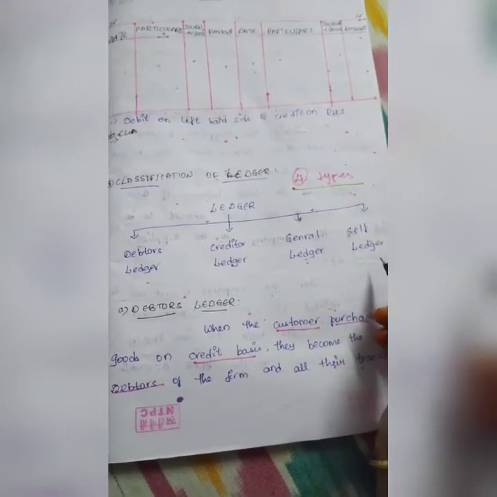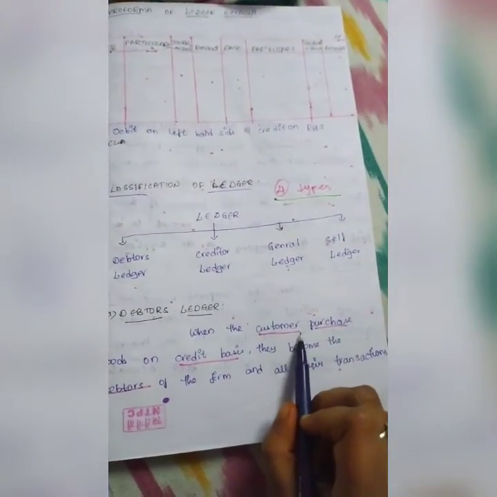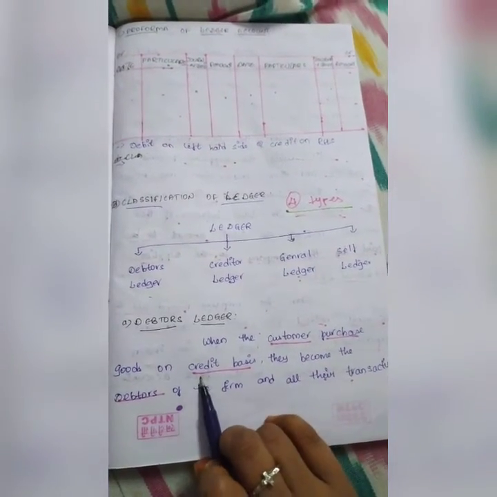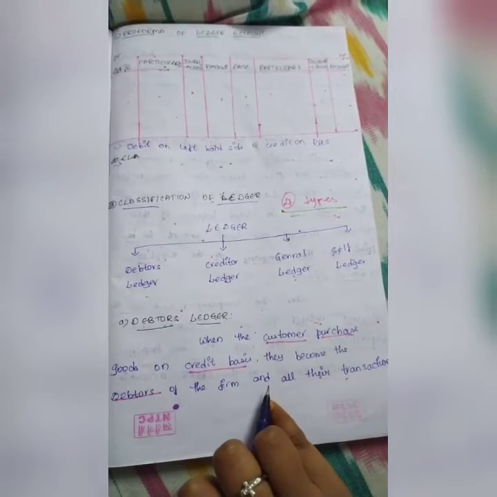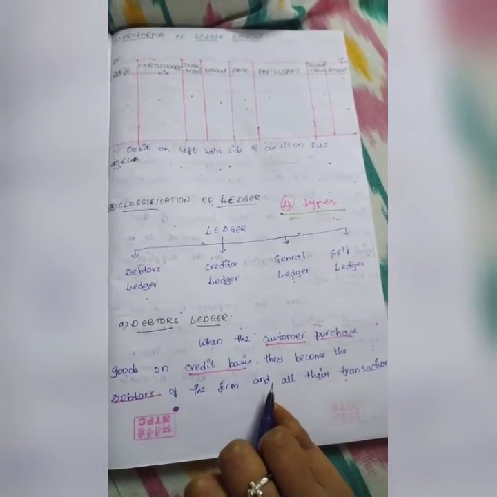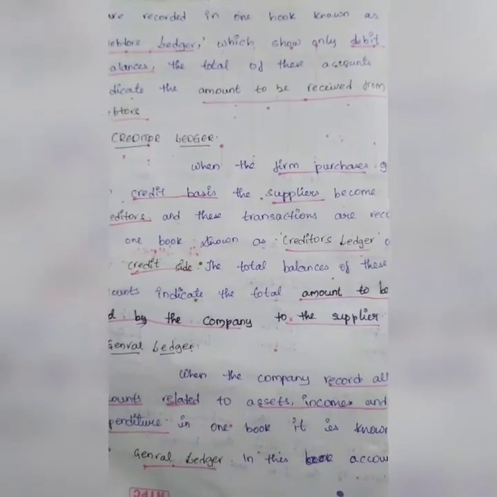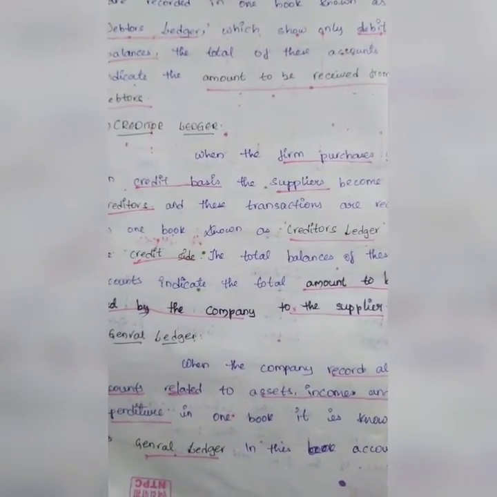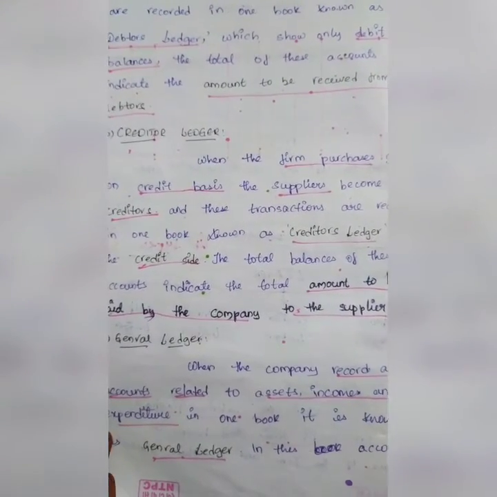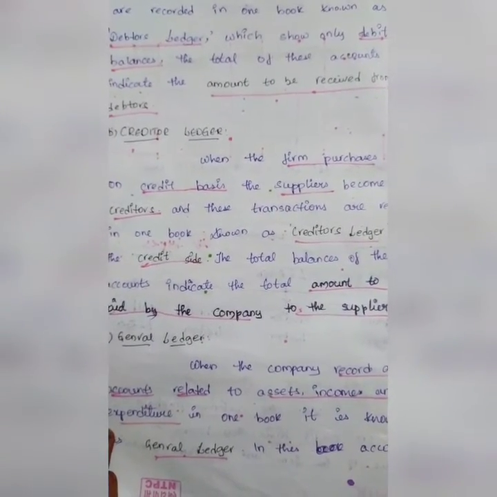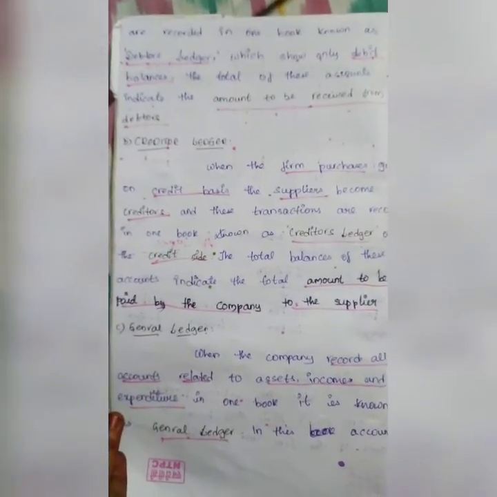Now let us see what is debtors ledger. When the customer purchases goods on credit basis, they become debtors of the firm, and all the transactions are recorded in one book known as debtors ledger, which shows only debit balance. The total amount of these columns indicates the amount to be received from the debtor.